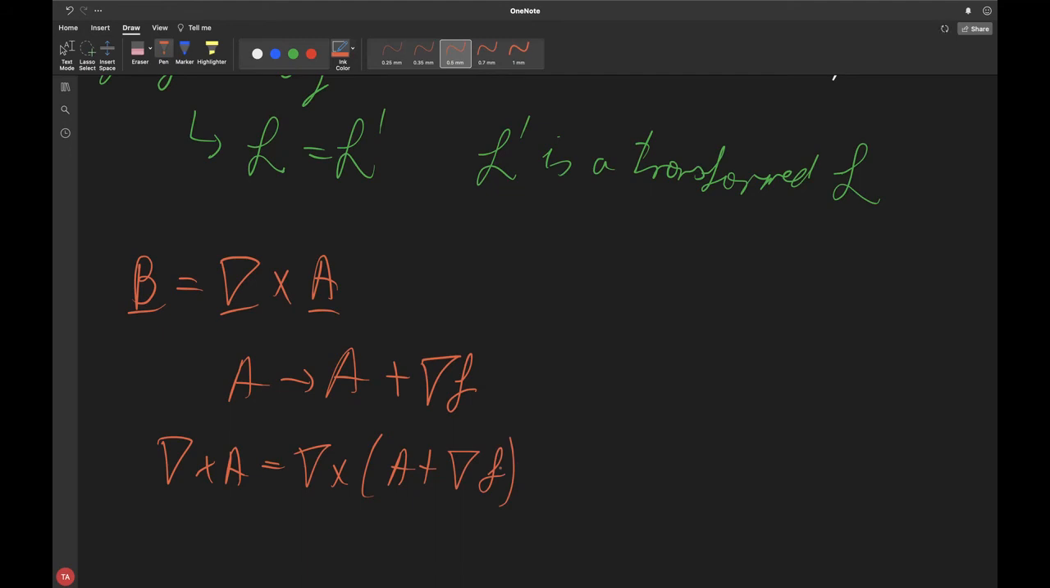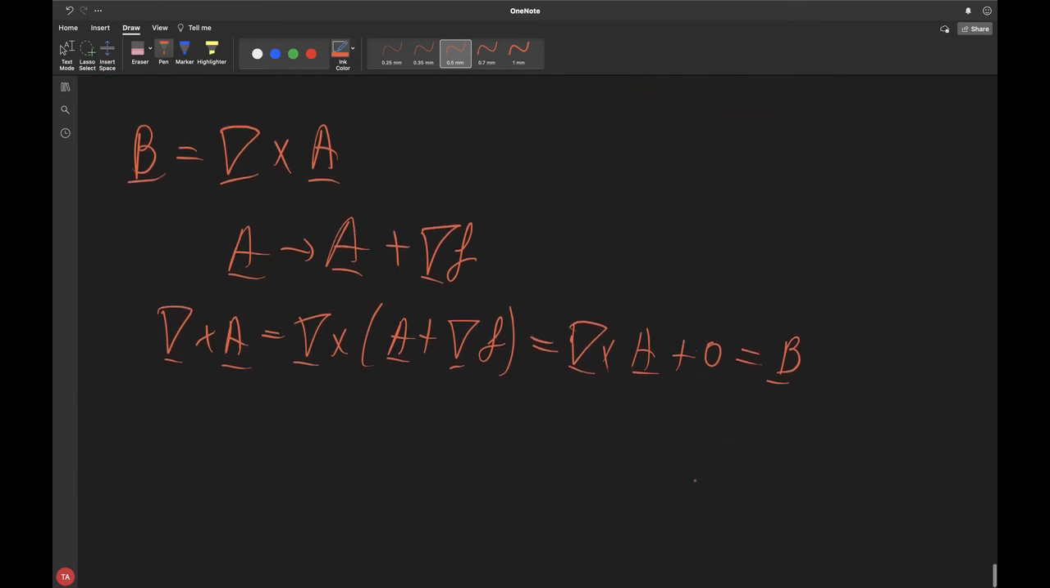So, the A is changed, but the B is not. We have certain freedom in changing the vector potential. This really means that the choice of the vector potential is not unique. A is not unique.